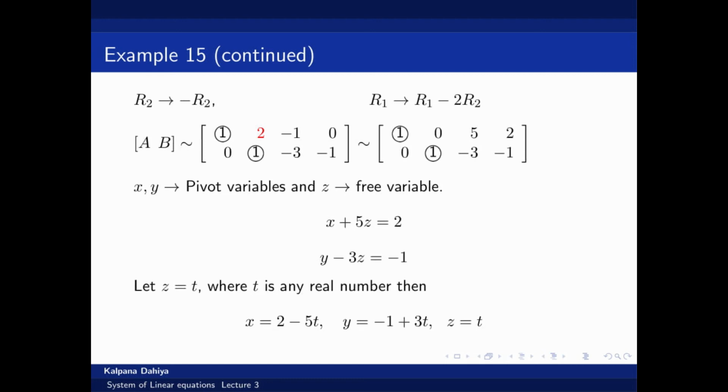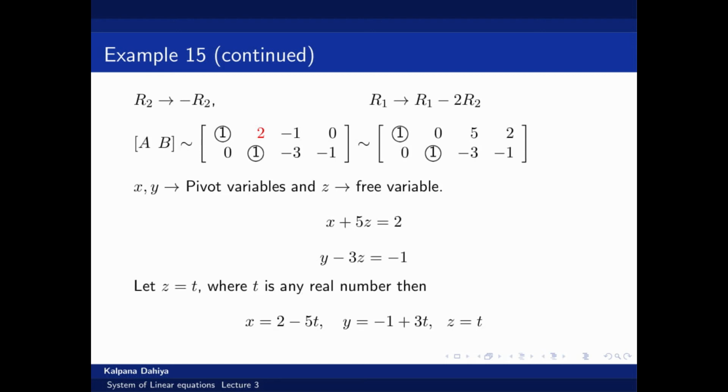So we have to apply one more elementary operation, because in the first column we have the required format, but in the second column, corresponding to the second row, 1 is the pivot element, but in this column we have a non-zero entry, that is 2, corresponding to the first row. So we have to make this 2 into 0. For this I am applying the following elementary row operation: change the first row to the first row minus 2 times the second row.